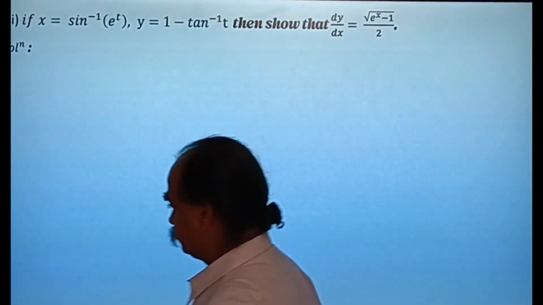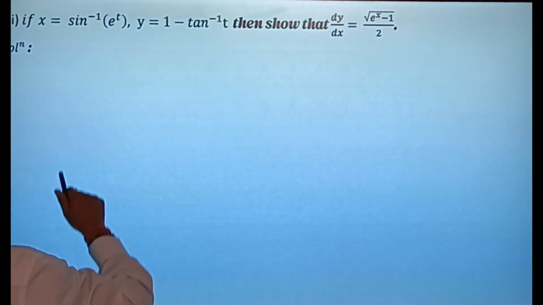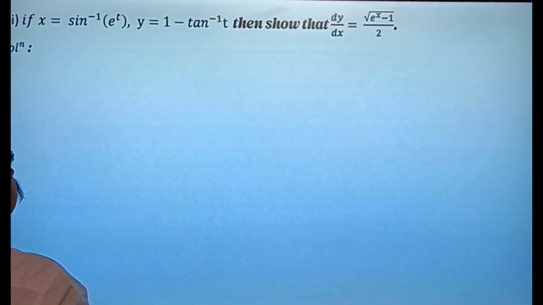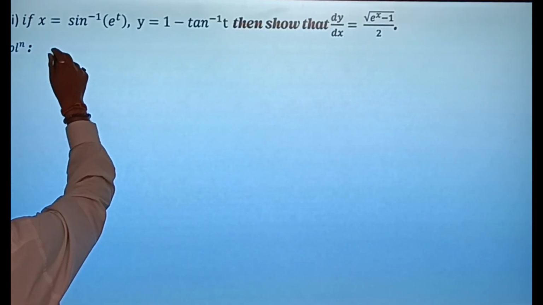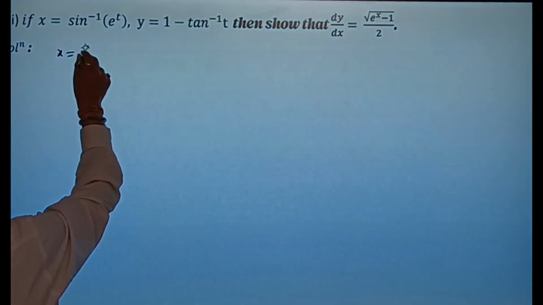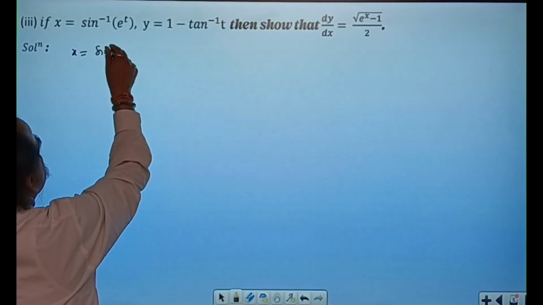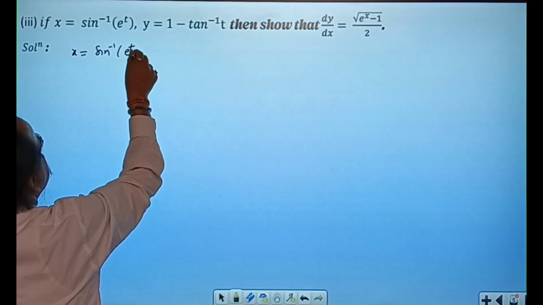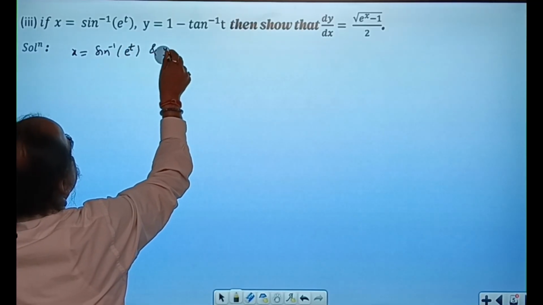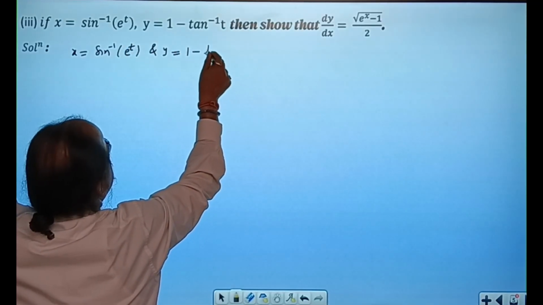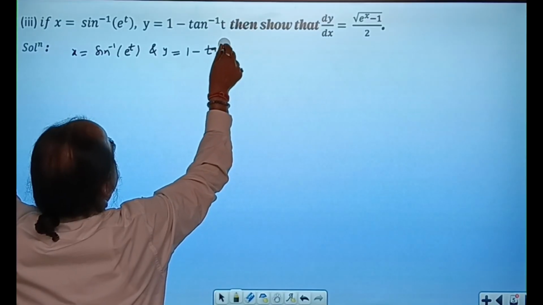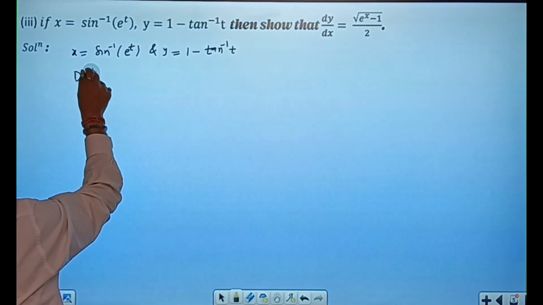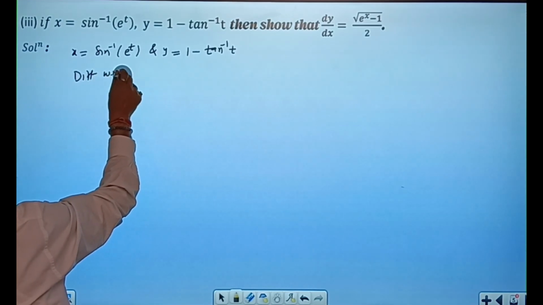Next is x is sine inverse e raised to t and y is 1 minus tan inverse t. Differentiating with respect to t.